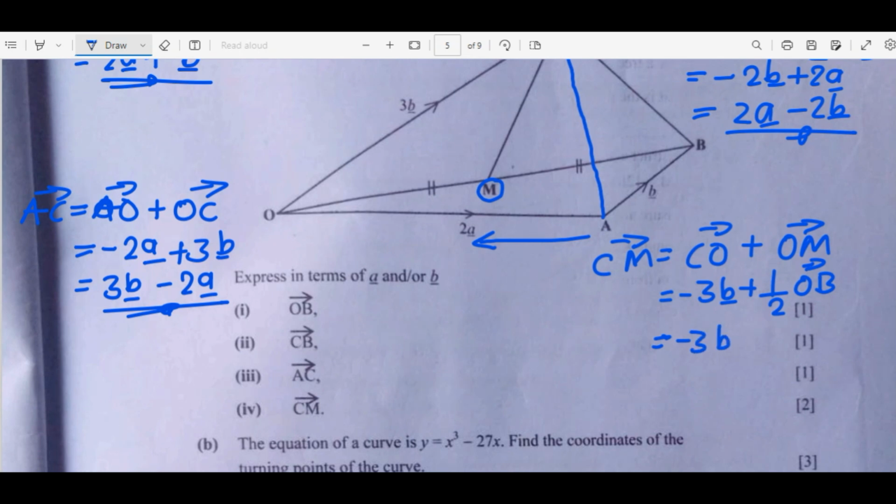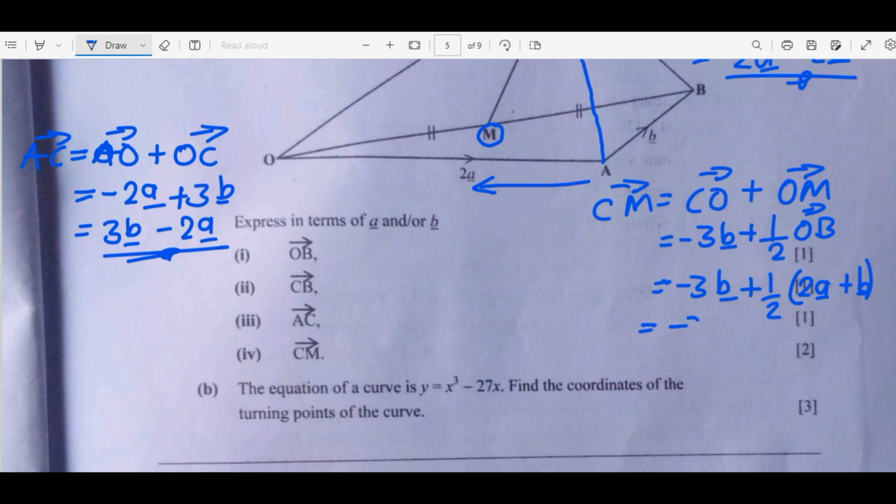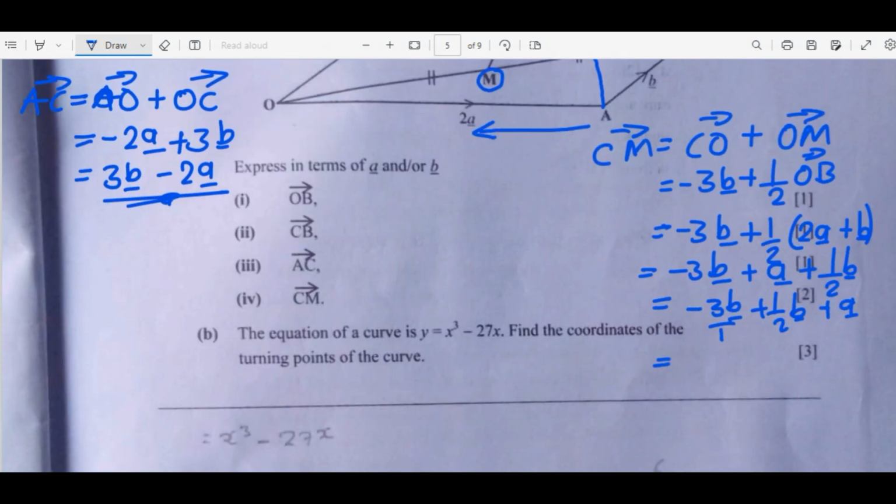So negative 3b plus half of the vector OB. The vector OB gave us 2a plus b. We can expand. So 1 over 2 times 2a will just give us a, since the 2s cancel, plus half times b, this will just give us half b. We can now group the like terms: negative 3b plus half b plus a over 1.